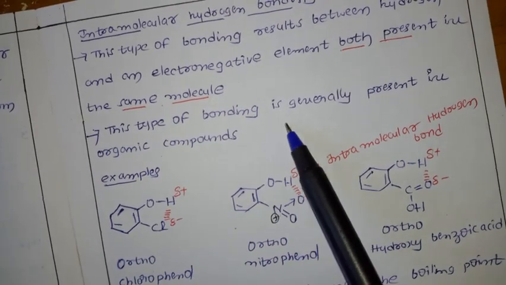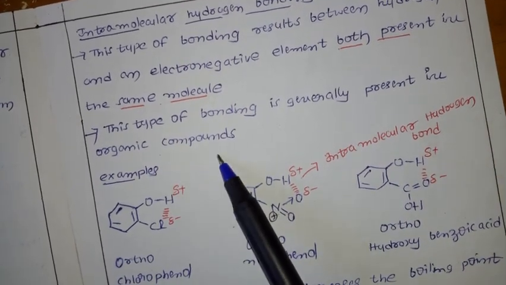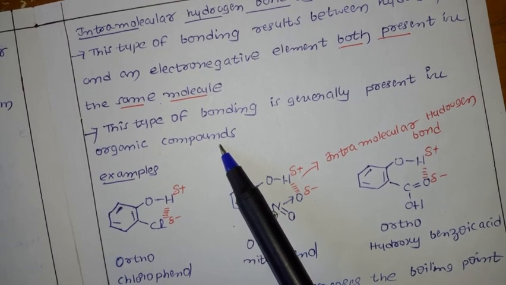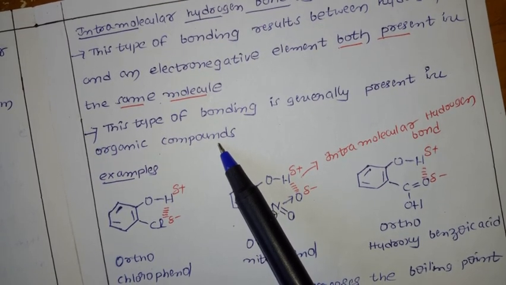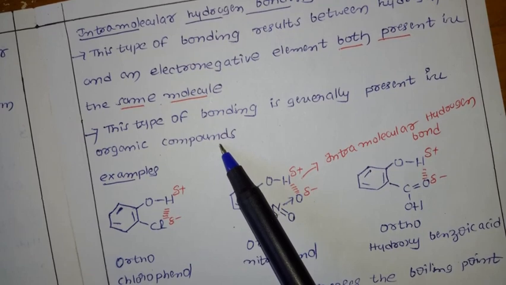This type of bonding is generally present in organic compounds. What is an organic compound? Compounds containing hydrogen and carbon are called organic compounds.